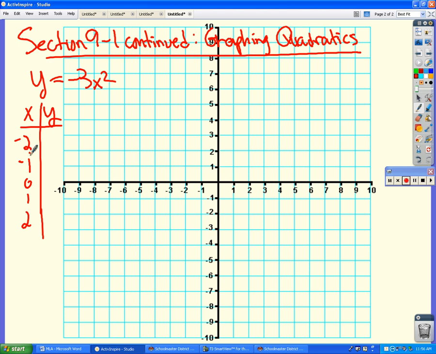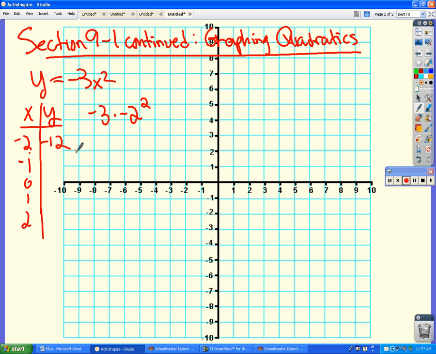So if I plug negative 2 in here for x, that's going to be negative 3 times negative 2 squared. Now I ask you, what do I do first? Square. Right, I square it first. And a negative number squared will always be a positive number. Anytime you square a number, whether it's positive or negative, you will always get a positive number. So negative 2 squared is 4, and then 4 times negative 3 is negative 12.